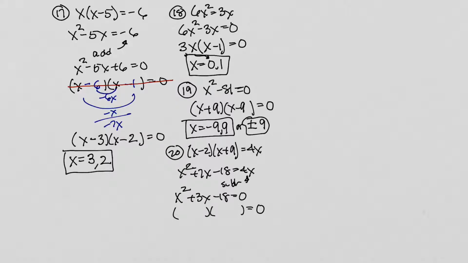I think we can factor this one. 2 parentheses, and don't forget to equal 0. X and x, and for 18, I think a 6 and a 3 is going to work. And because the 18 is negative, the 6 and the 3 will have opposite signs.